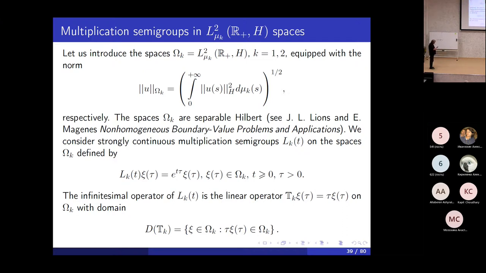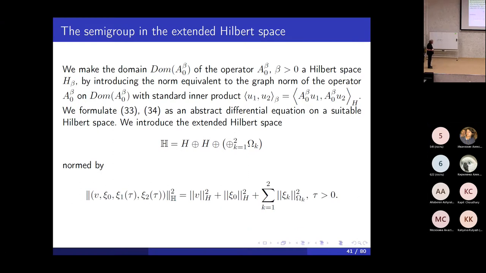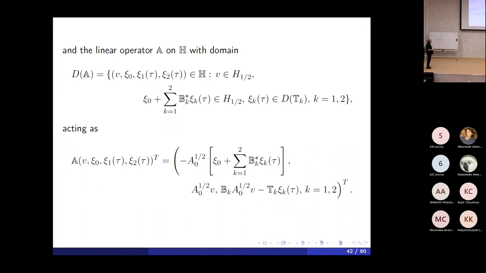So let us introduce the space, such spaces you'll see, a semigroup L capital K acting in the following form, and the generator of this semigroup will be the operator of multiplying by tau. Also, let us introduce operator B capital K and the conjugate operator B star K in the following way, and you see here they are really conjugate operators. Let us introduce a space that is the sum of these Hilbert spaces with a quite natural Hilbert norm, and an operator.